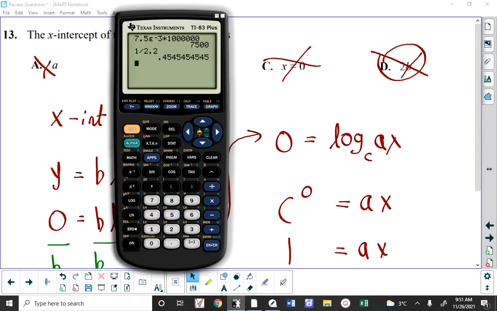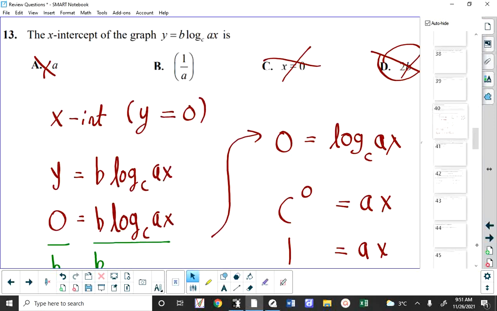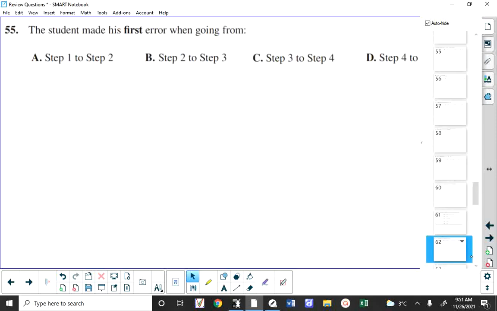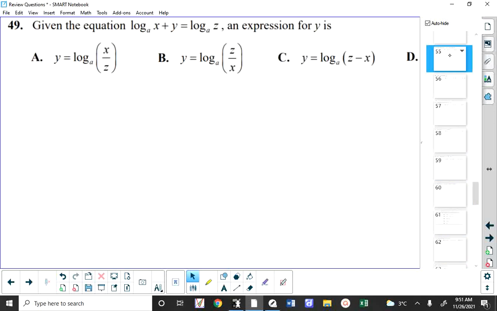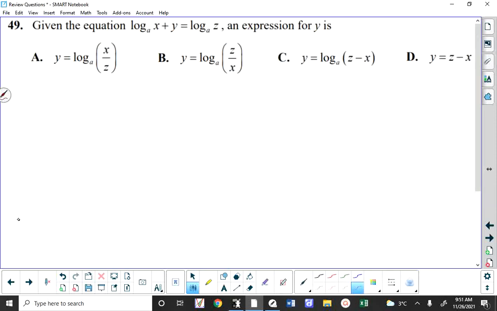Other questions? All right, 49. Again, that left side of the equation looks almost, I can see why a student would think it's the logarithm of x plus y, but it's not. It's the logarithm of x, then plus y. That y is not part of the argument of the logarithm.